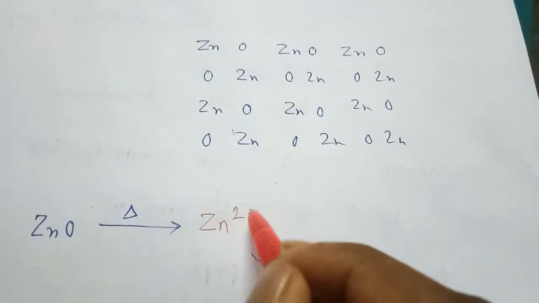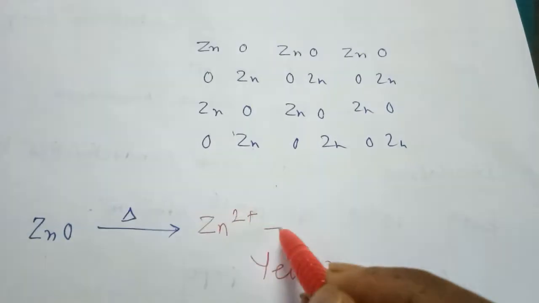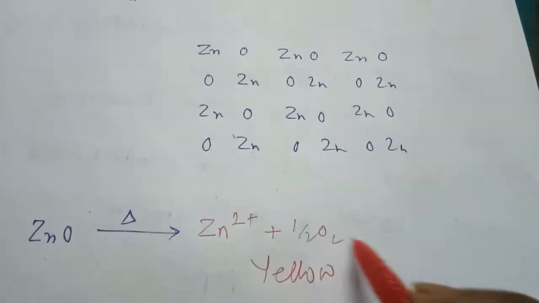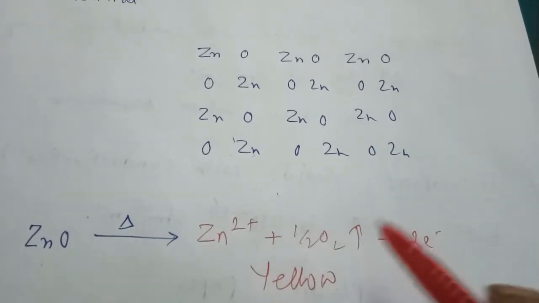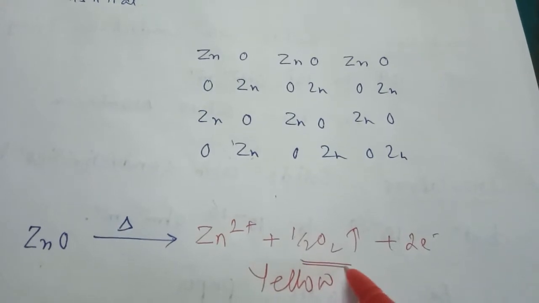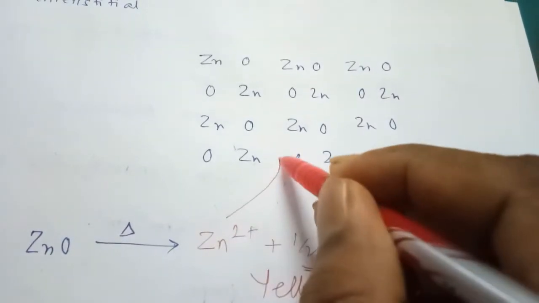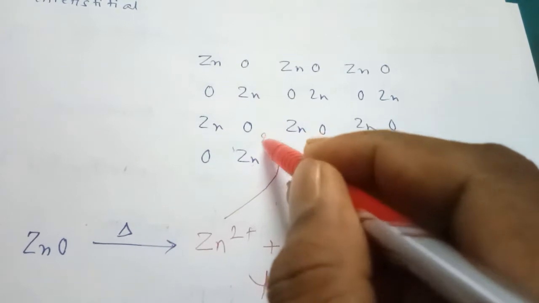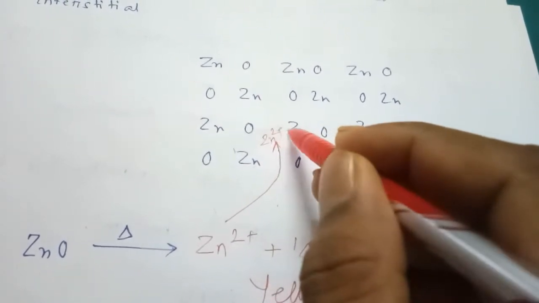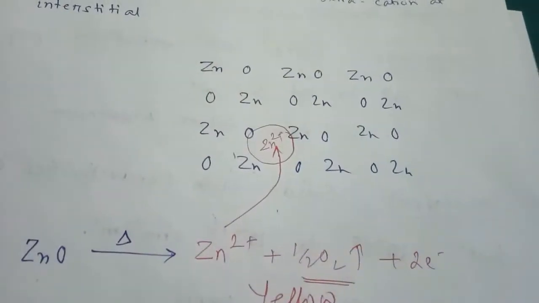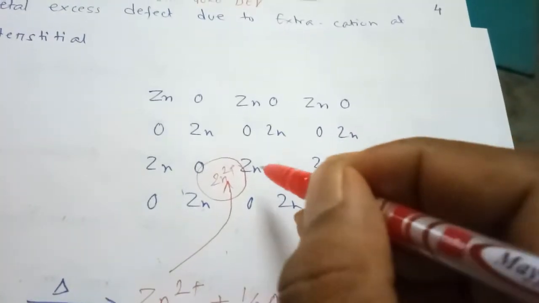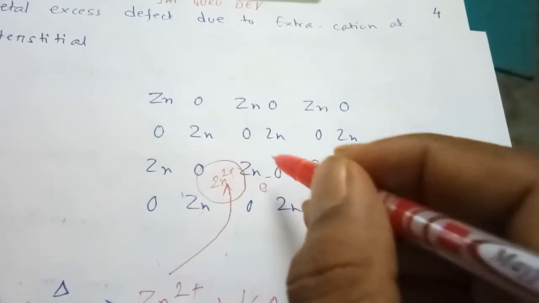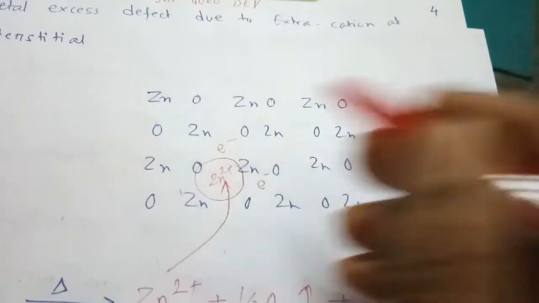What happens on heating zinc oxide? It is converted to Zn²⁺ plus half O₂ plus 2 electrons. So O₂, a gaseous substance, will be removed. The Zn²⁺ goes and enters into the interstitial position. Now 2 electrons are left. To maintain electrical neutrality, these 2 electrons get trapped in the nearby void.